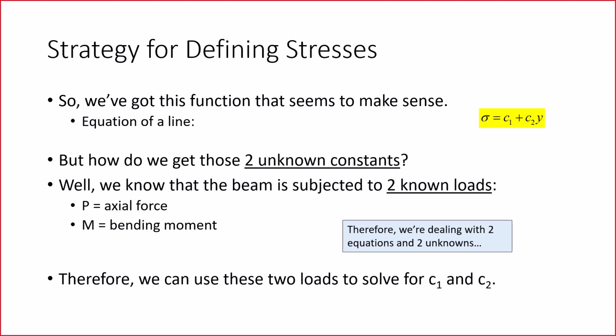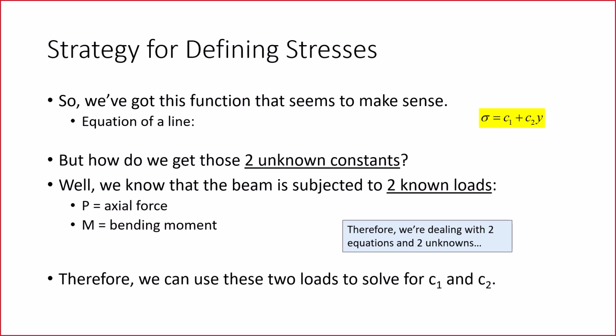But how do we get these two unknown constants? Well, we know the beam is subjected to two known loads. We know it's subjected to an axial force and a bending moment. So we're dealing with two equations, two unknowns, right? That's another reason I like this derivation. I know it's been a while since you've done a two equations, two unknowns problem, but I know that everybody in this room is very familiar with how to do that, because we have done that multiple times last semester. We've even probably done it a couple of times this semester. So, with me so far?